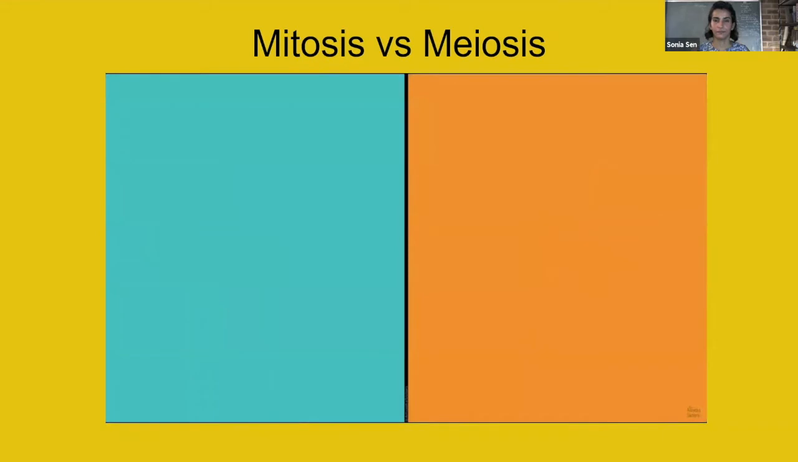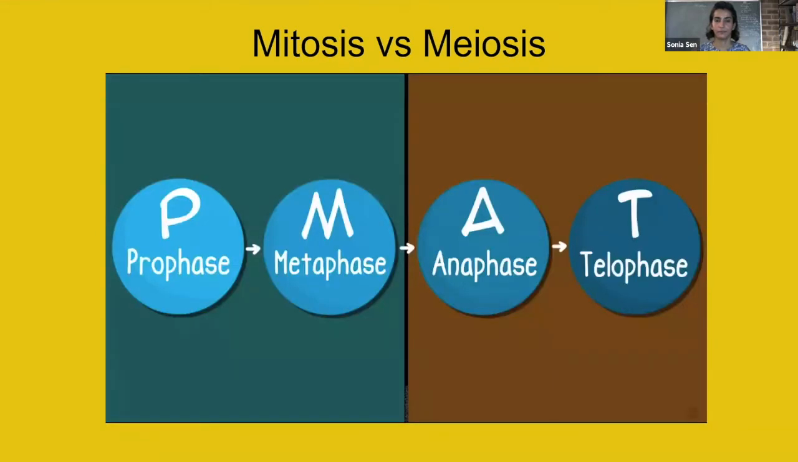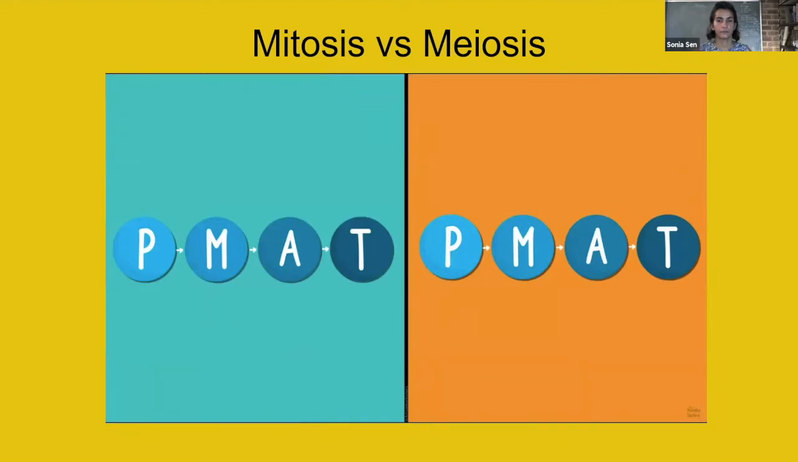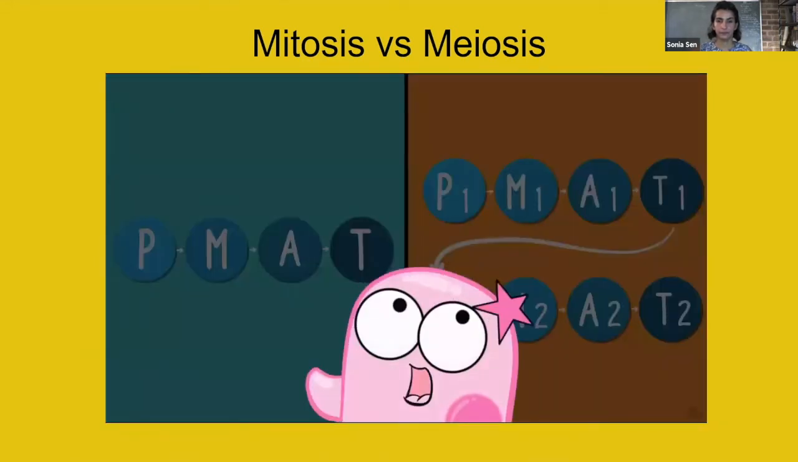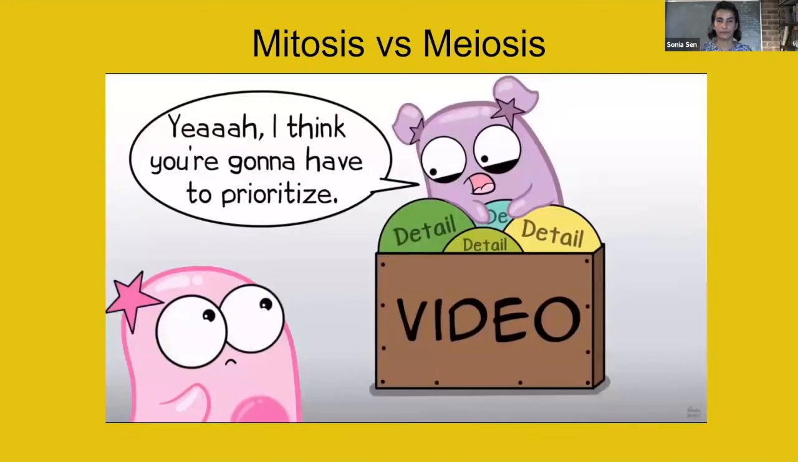When learning the stages, we get the acronym PMAT, which is helpful for understanding the stages. Both mitosis and meiosis go through these stages, but meiosis goes through them twice, and therefore has a number next to each PMAT stage. We're going to show some basic events for each PMAT stage, but please know that there is way more detail to explore than what we can include in this quick video.